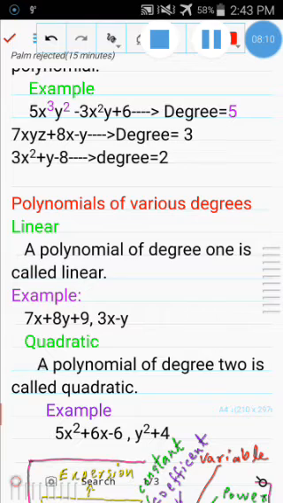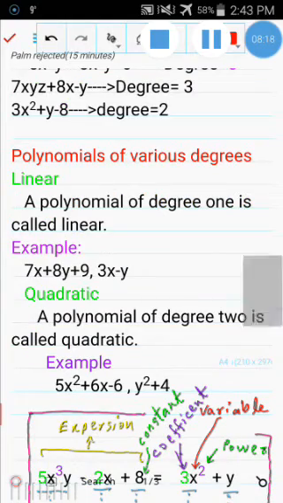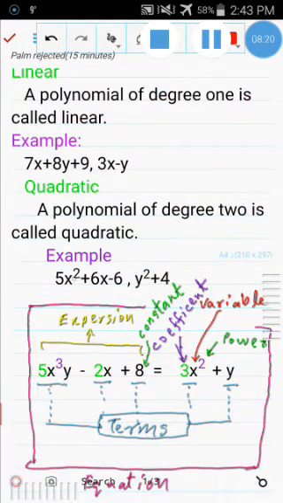The next one is quadratic. A polynomial of degree 2 is called quadratic. For example, 5x to the power 2 plus 6 minus 6 is a quadratic polynomial because the highest degree in this expression is 2. And y square plus 4 is also a quadratic polynomial because the highest power in this case is 2.